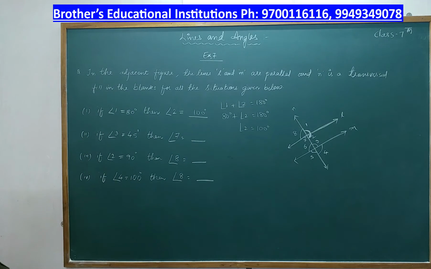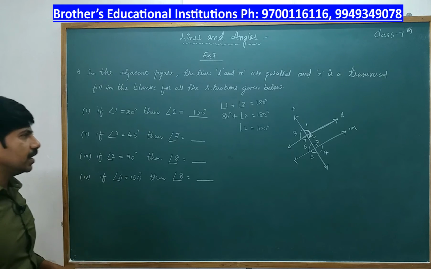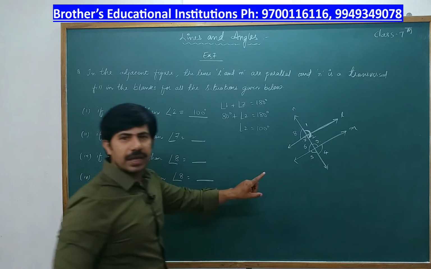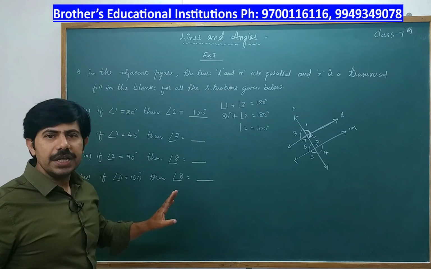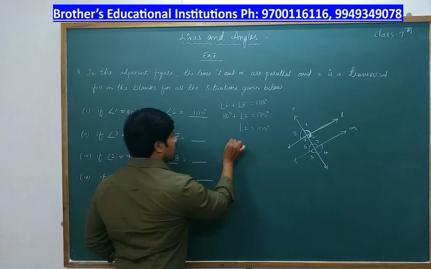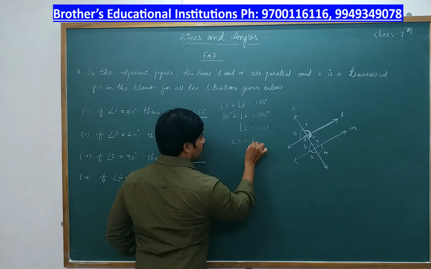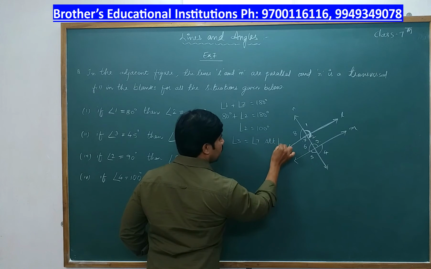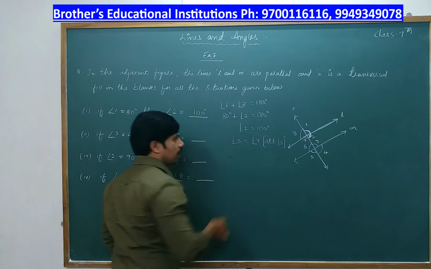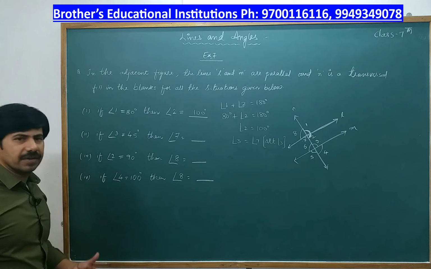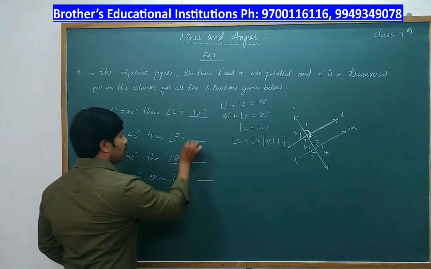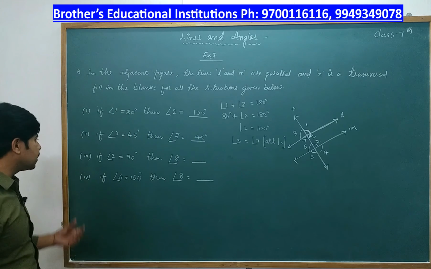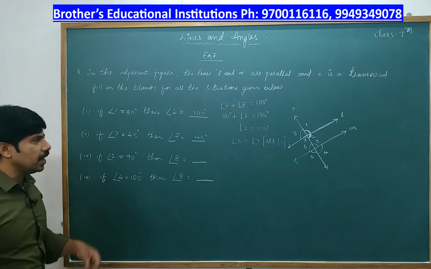Now the third one, we have angle 3 is 45 and it is asking for angle 7. See, angle 3 is 45, we have to find out angle 7. Angle 3 and angle 7 are interior alternate angles. See, angle 3 and angle 7 are equal. Why? Because they are interior alternate angles. So what is angle 7? Angle 7 is directly 45 degrees. Okay, this is over.